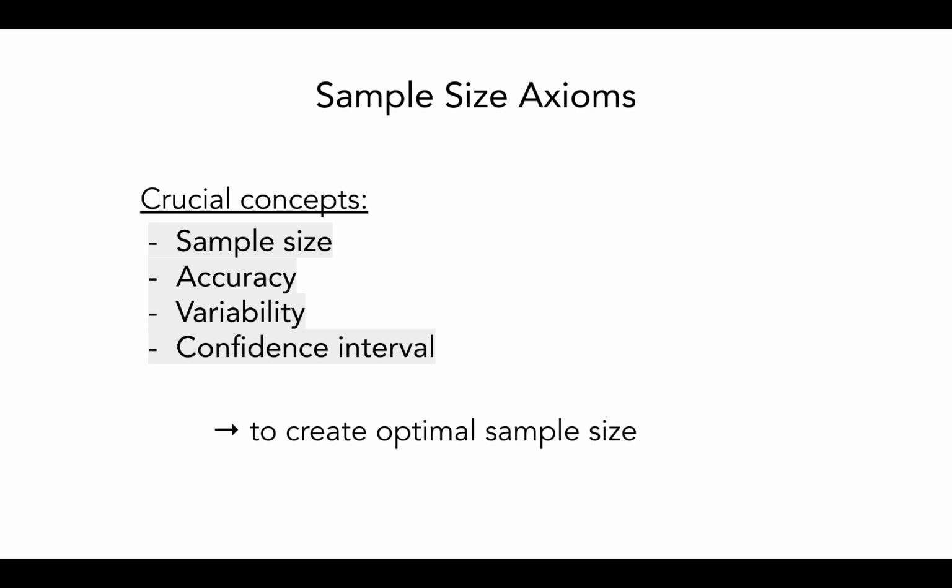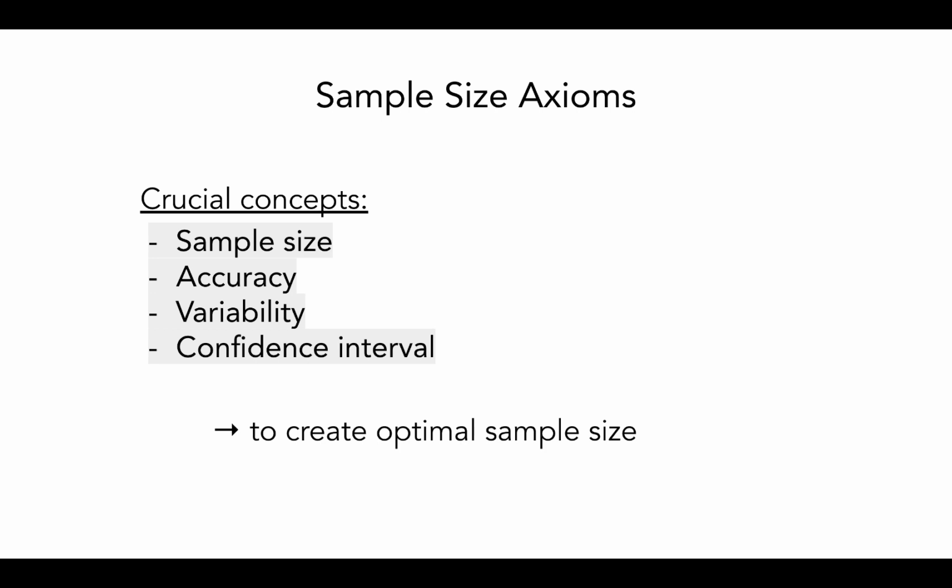Hi, welcome back. In the next session, we're going to use these crucial concepts to create optimal sample size. So we're going to talk about sample size, which we've already talked about in the previous session, accuracy, which we've also talked about already, and then variability, which we actually already talked about in the class about stratified sampling. But I will repeat with some more examples in this session, and then confidence interval. So each of these concepts jointly helps to create the optimal sample size.